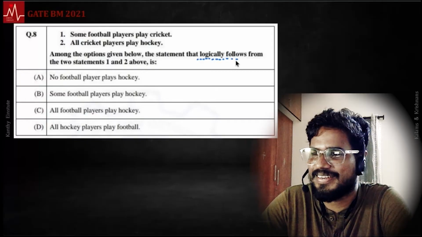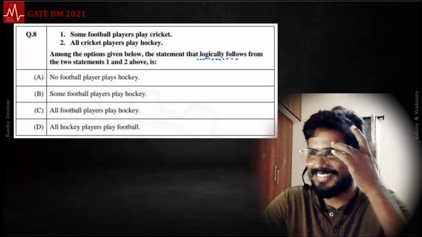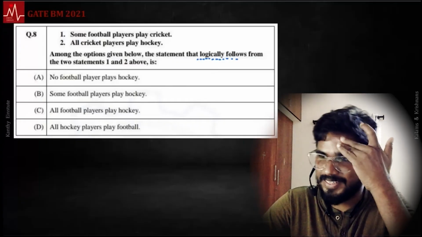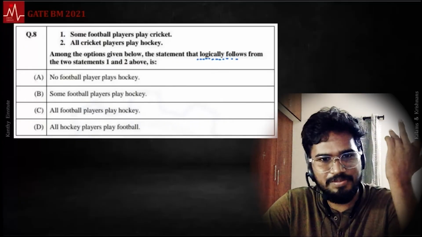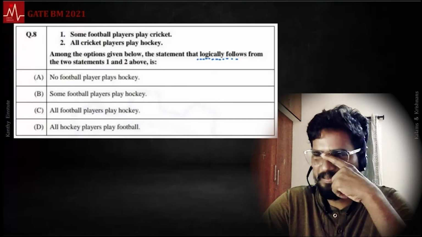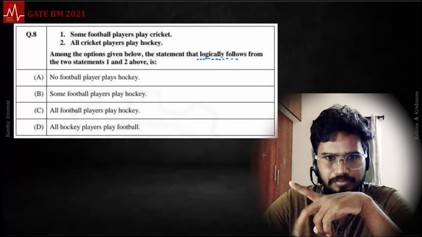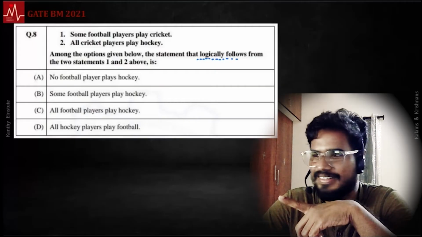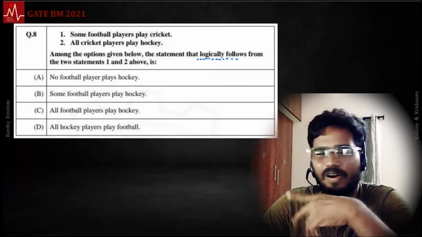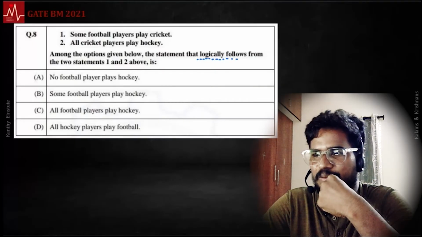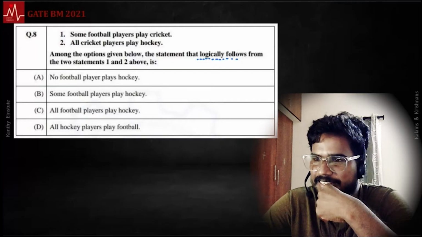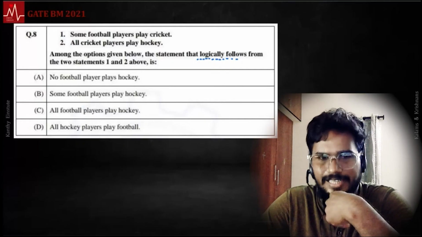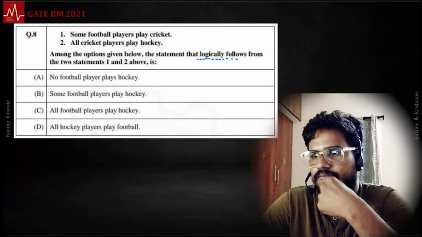All football players play cricket. All cricket players play hockey. Hockey, hockey, no football player, some football player, or football. How do you simplify this? Again, truth, logic, all, never, extreme, not necessarily false. These are problematic and they have to be dealt with accordingly.